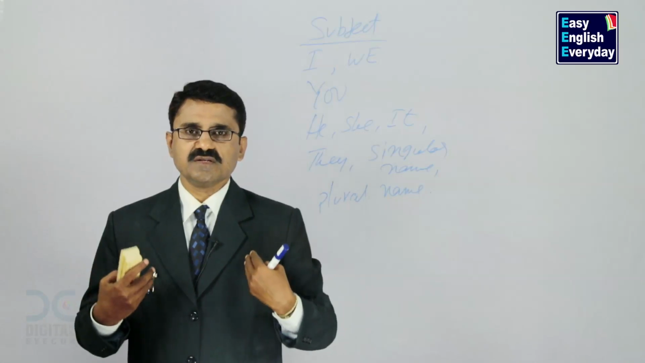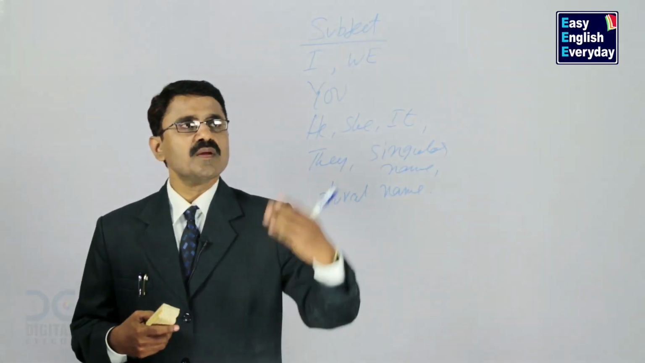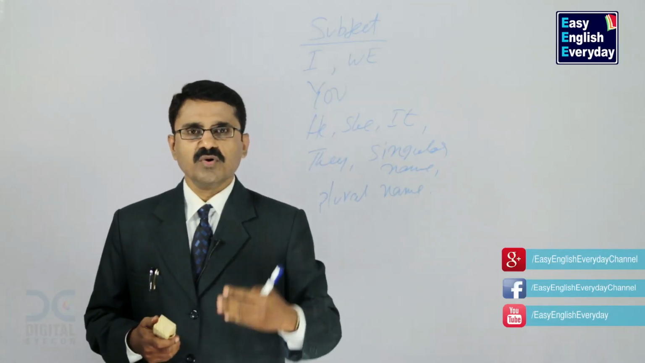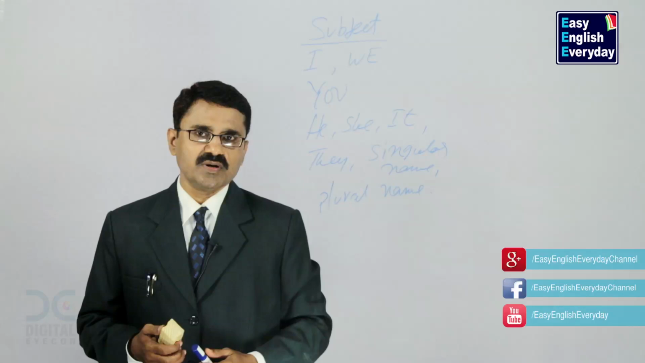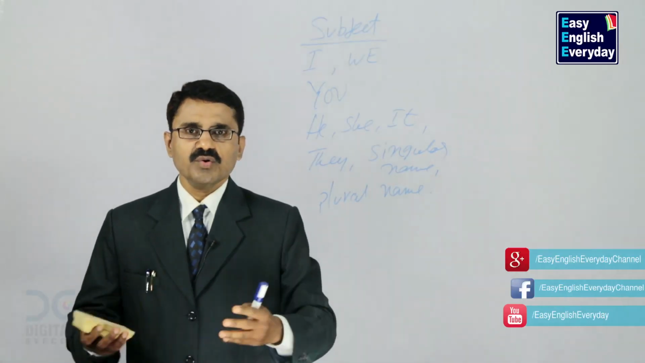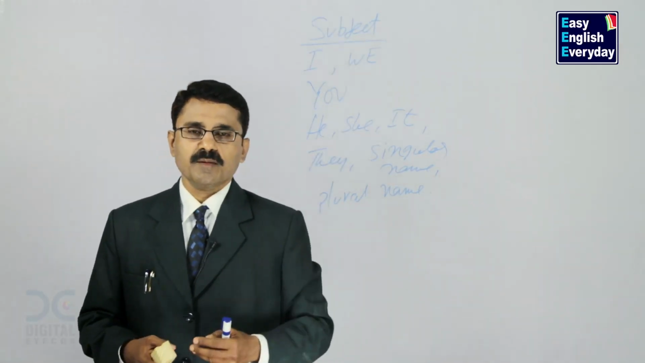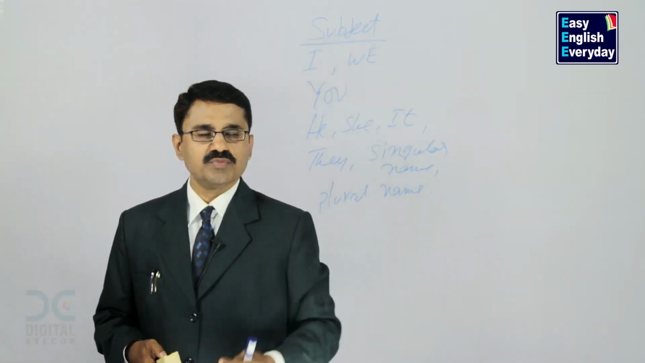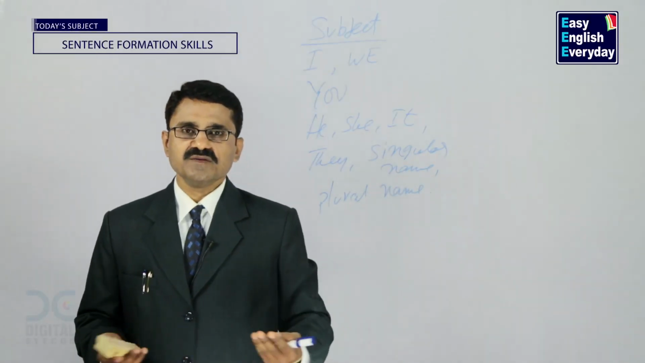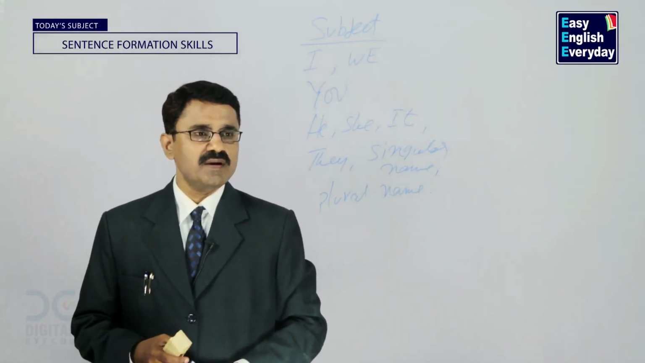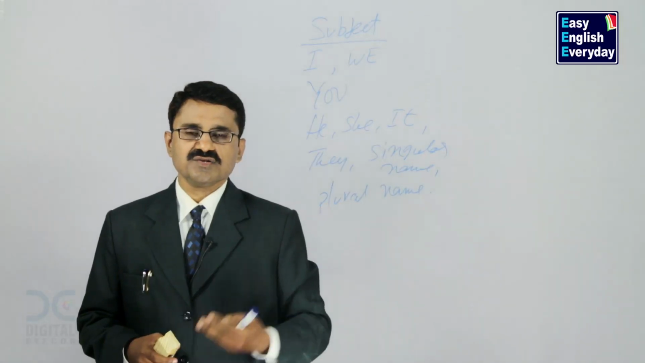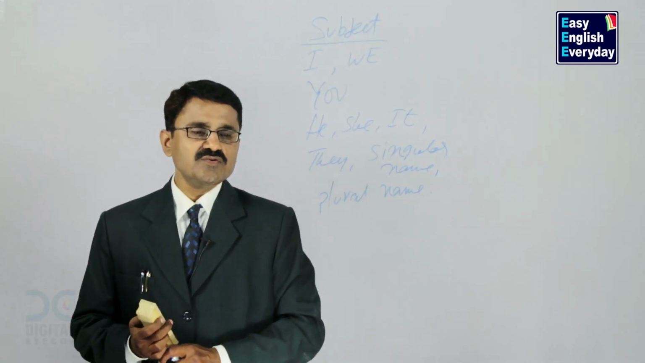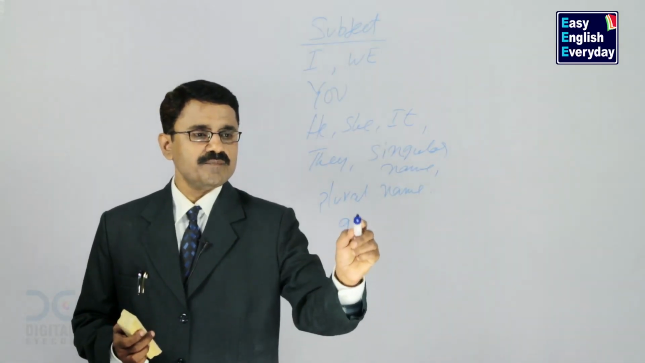I, the person, I, singular; we, plural; you can be used both for singular as well as plural. You are a good boy, you are good boys. He, male; she, female; it, they, plural noun; singular name, James Bond, Spider-Man, Batman; plural name, cars, chairs, tables, books, boys, girls. So if you count them, they are 9.